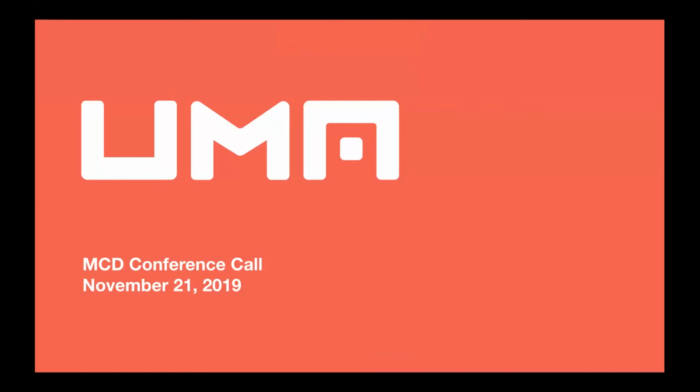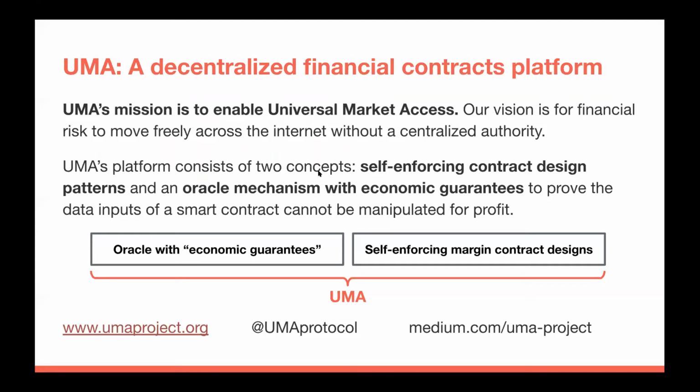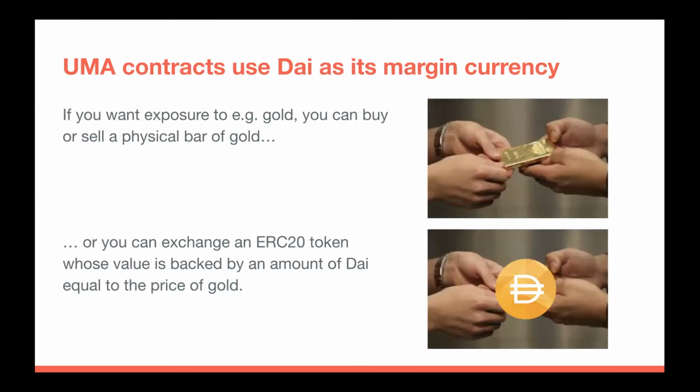Just as a little bit of background context about UMA for those of you who haven't heard about us, I'm one of the co-founders. What we're building is a decentralized financial contracts platform with the mission of enabling universal market access. I'm not going to go too deep about what our platform is, but suffice it to say, we're building two sets of infrastructure: a decentralized Oracle service, and smart contract templates that make it really easy to create decentralized financial products. Specifically how we work with DAI is that our contracts actually use DAI as our margin currency.